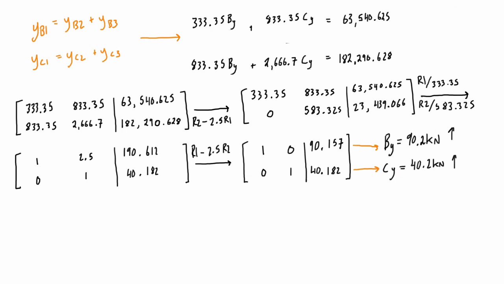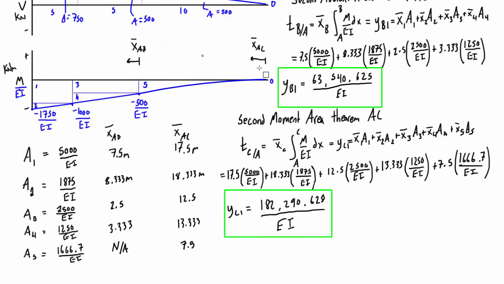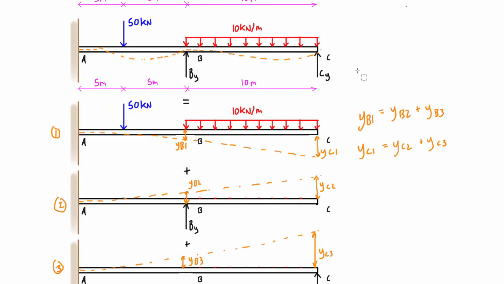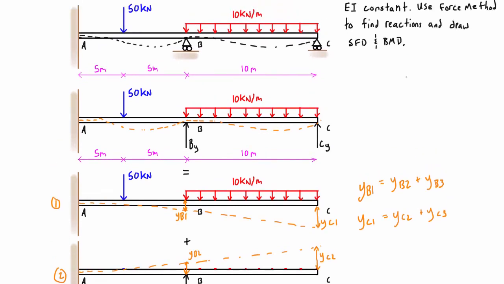So really what we can do is go back to the original drawing. Was it this one? No, we got to go a little bit further here. So we had the original problem, and then when we drew it like this, we had By and Cy, and that's what we just solved. So this is equal to 90.2 kilonewtons going up like that, and then Cy is equal to 40.2, not 40.1, 40.2 kilonewtons going up as well.